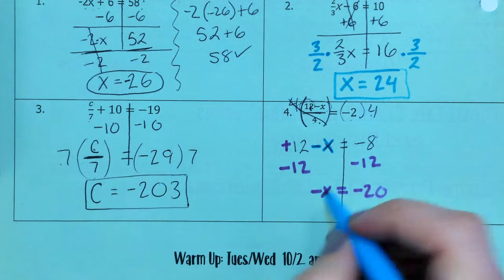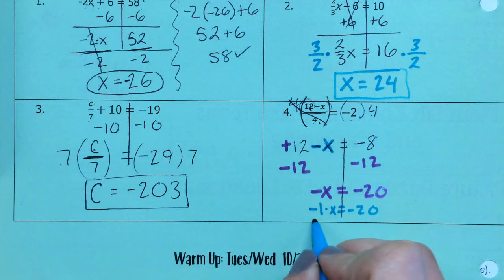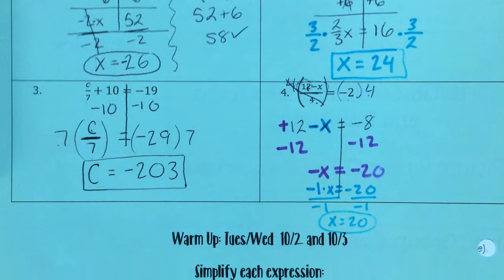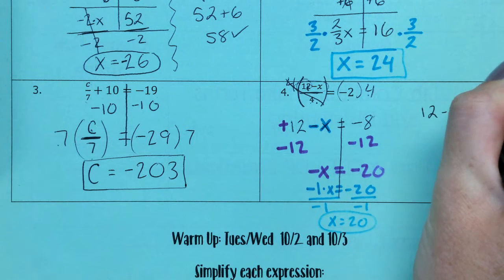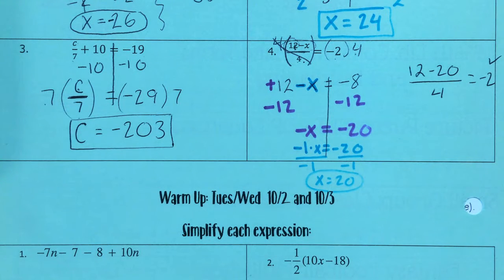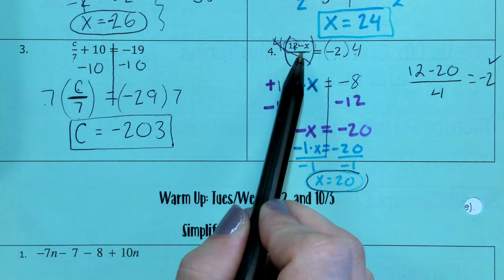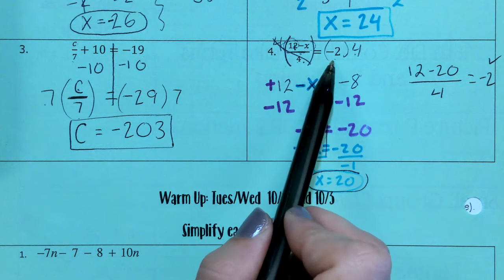We can think of negative x as negative 1 times x. So to get rid of that negative 1, we divide both sides by negative 1. And x equals 20. If you're checking your work, 12 minus 20 is negative 8. Negative 8 divided by 4 is negative 2. Our answer is x equals 20. Because when you plug 20 in for x, and you solve that using the order of operations, your answer is negative 2.